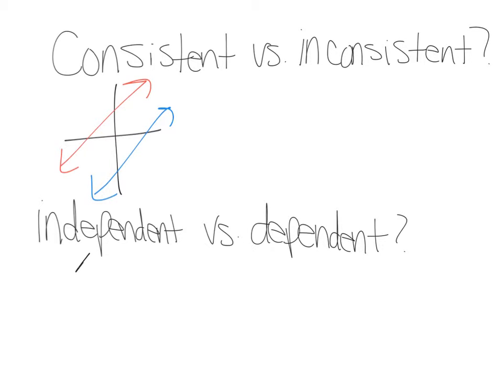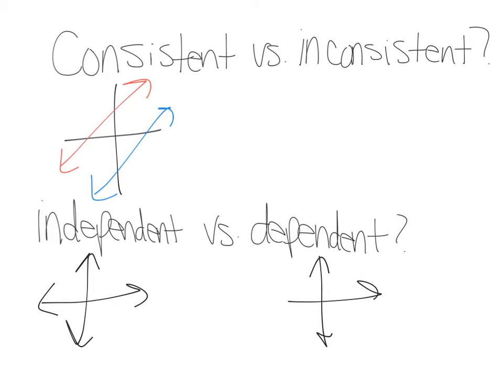So an independent line or independent set, that's when we have lines that are crossing at only one point. So if I have my red line, my blue line, they cross at one point and one point only, that is independent. If I have my red line and my blue line where they coincide, so one is graphed right on top of the other, that is dependent.